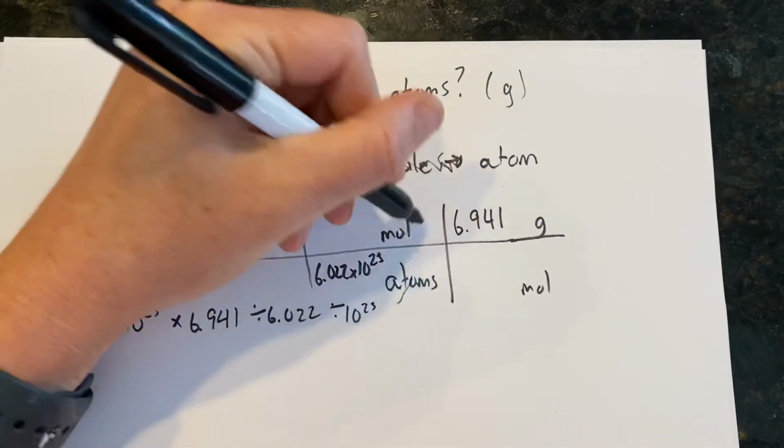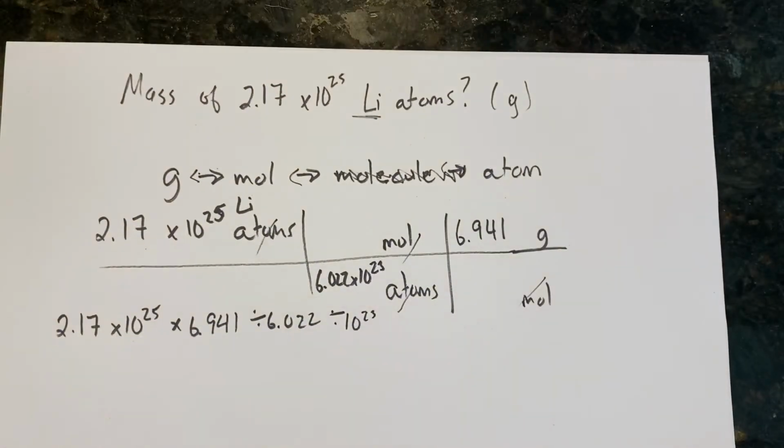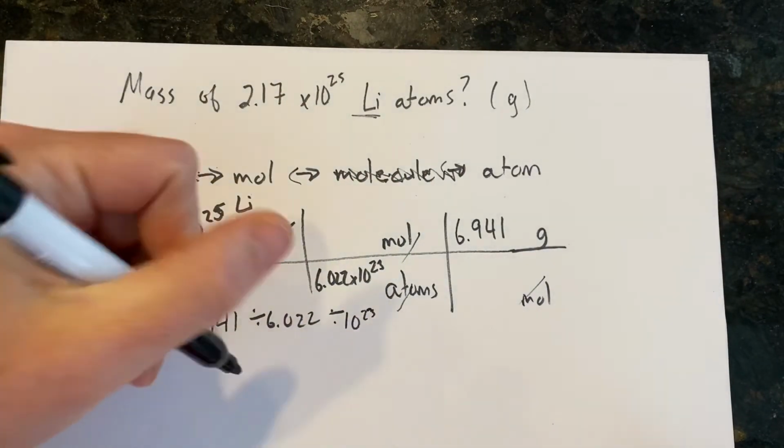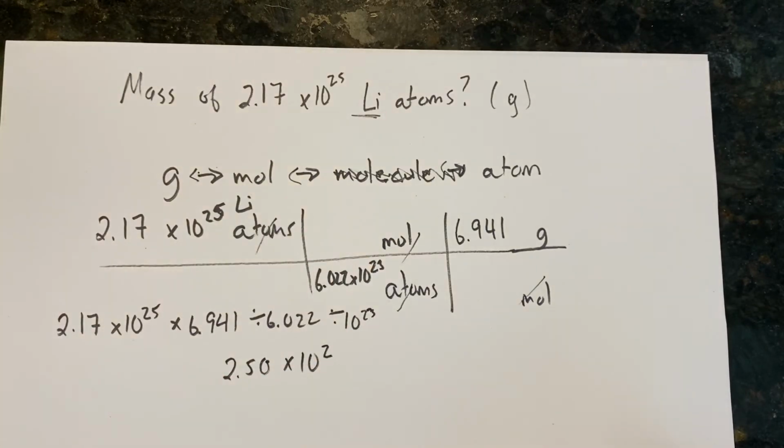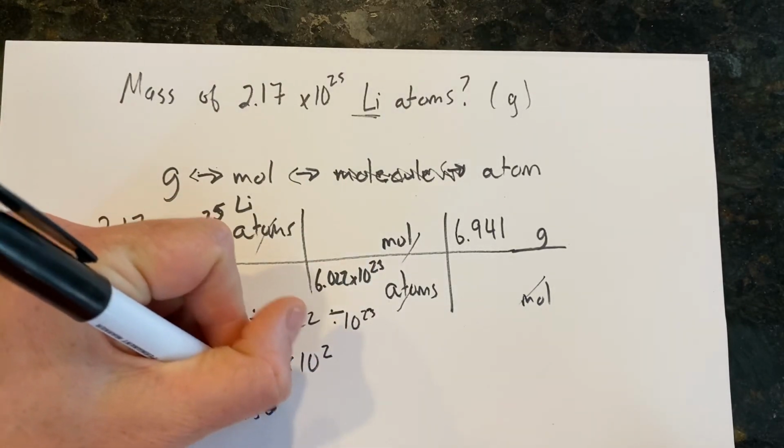And atoms cancel, mole cancels. This will leave us with units of grams. So when I enter this in my calculator, 2.17 times 10 to the 25, times 6.941 divided by 6.022 divided by 10 to the 23rd, I get an answer of 2.50 times 10 to the 2, which could be denoted 2.50 E2.